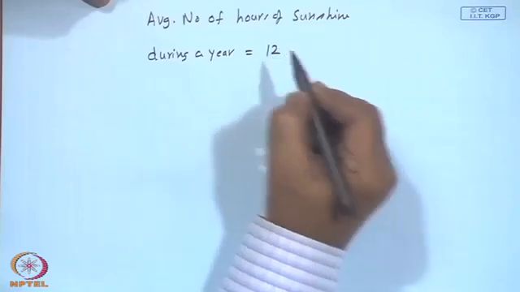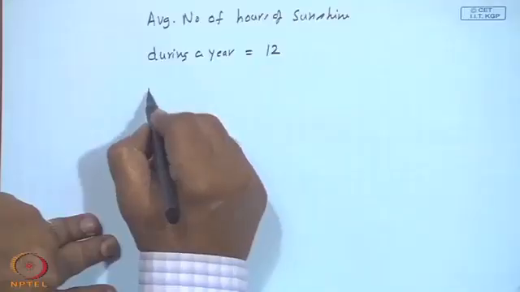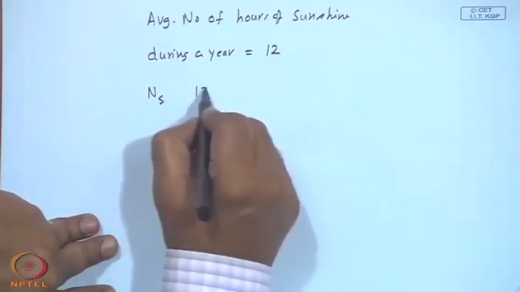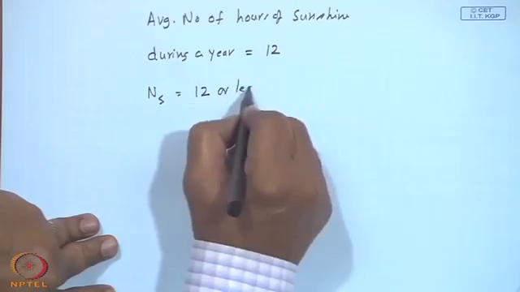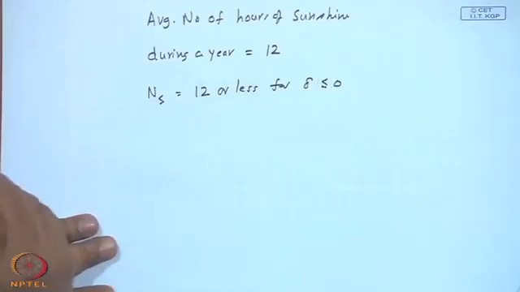is 12, whether you go to the North Pole or the equator. At the equator it is 12 all the days, and at the North Pole it is 24 hours into 6 months plus 0 into 24, 0 into 6 months. So, the average is again 12 hours. Given this fact and comparing with the tilted surface, my NS is 12 or less for delta less than or equal to 0.